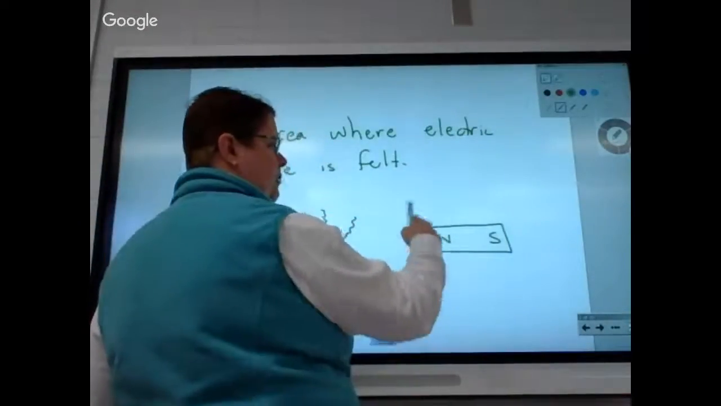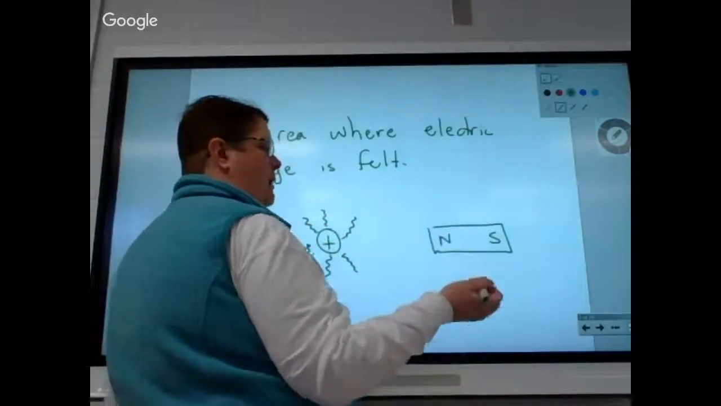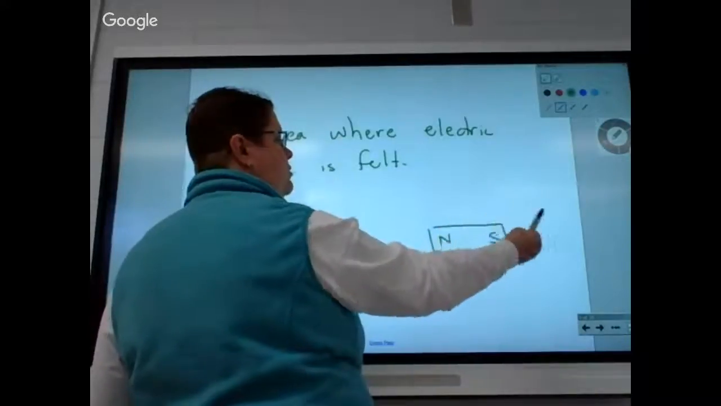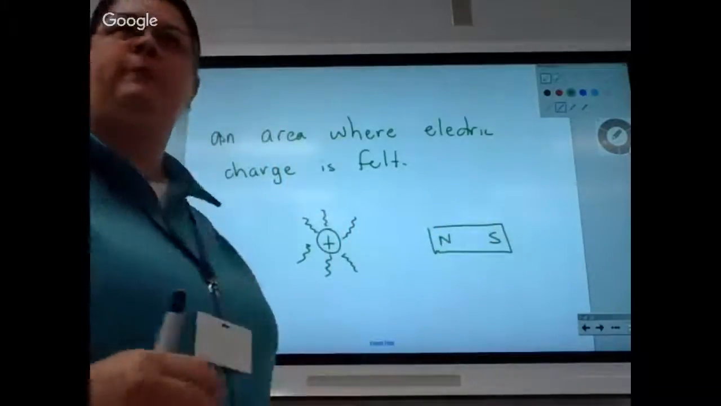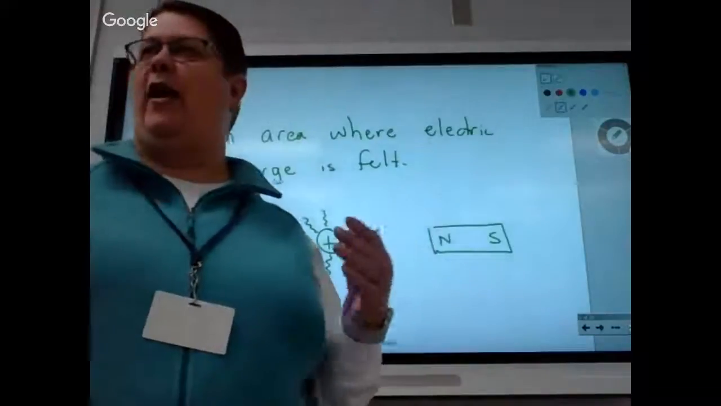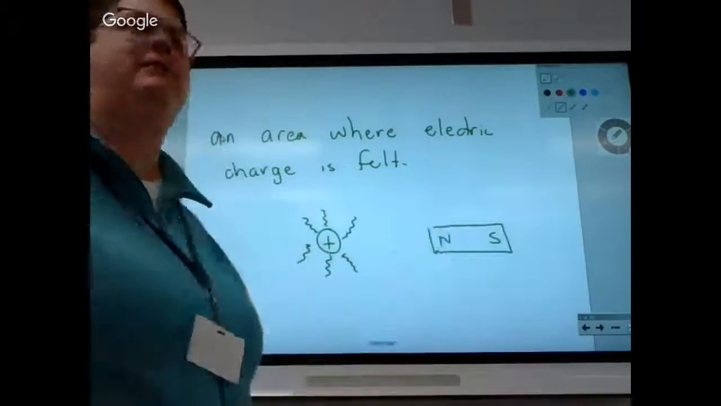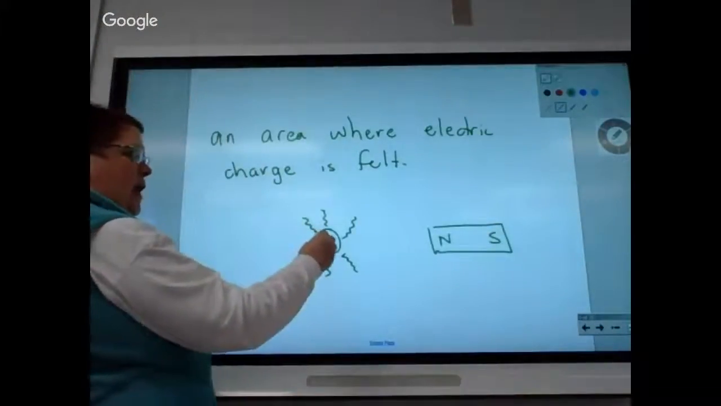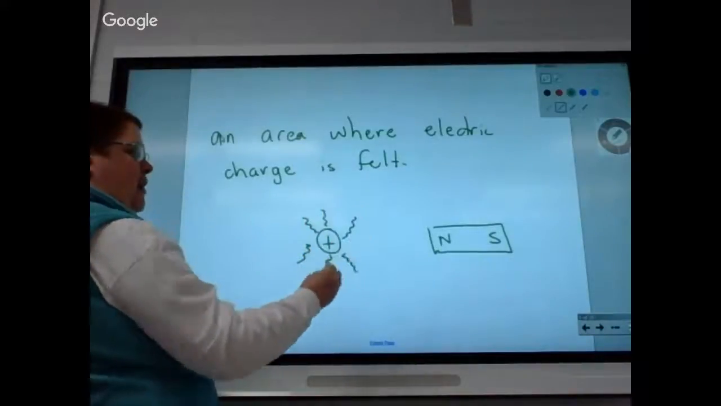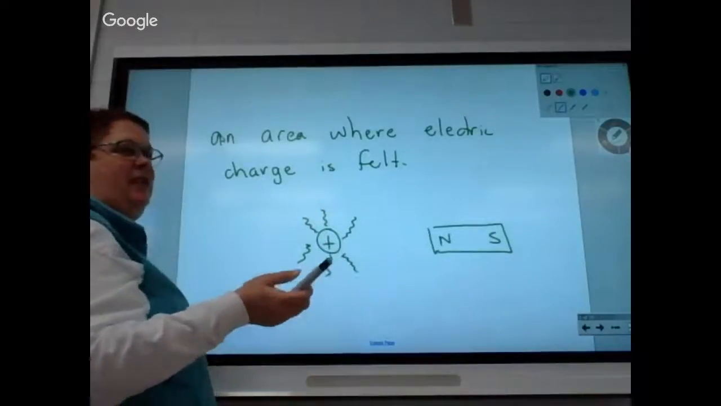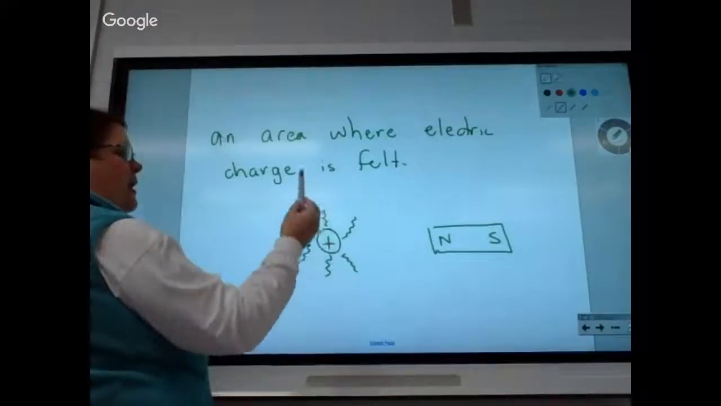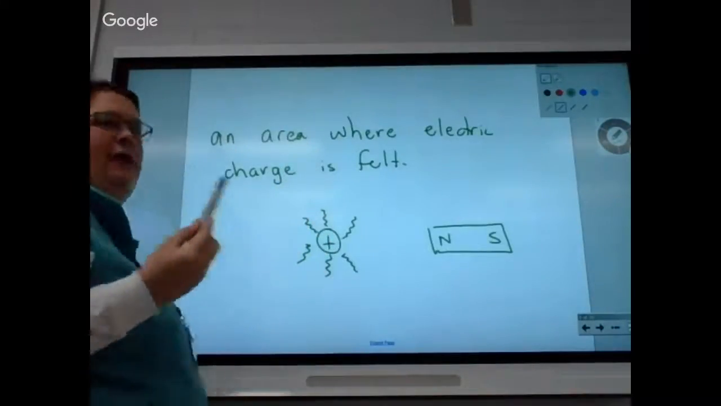So if you have a magnet and you bring a piece of metal or another magnet around it, when you get it close to a magnet, what do you start to feel? You'll start to feel it attracting or repelling, right? Same concept. When you have a positive or a negative and you get close to the electric field, you'll actually start to feel the sizzle of electricity. That's what it is. It's an area where you feel electric charge.